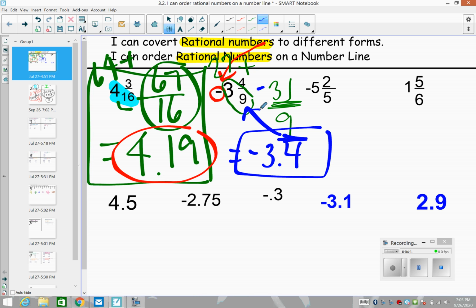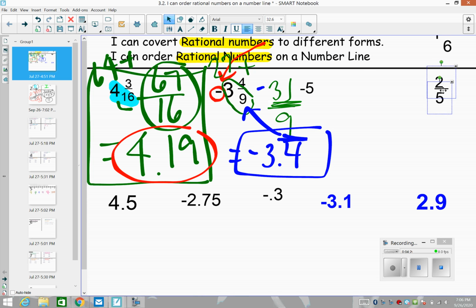Catch up, catch up, catch up. Make sure you're doing it. And this gives you a nice repeating decimal of negative 3.4 repeating. I'm going to round just to the tenth here because of the repeating decimal. And that proves that repeating decimals are rational because they came from a fraction at some point.